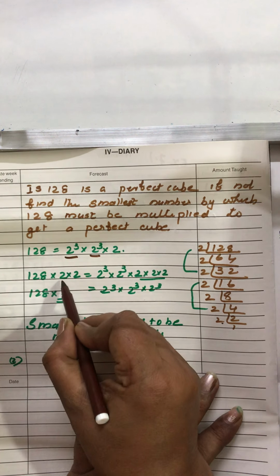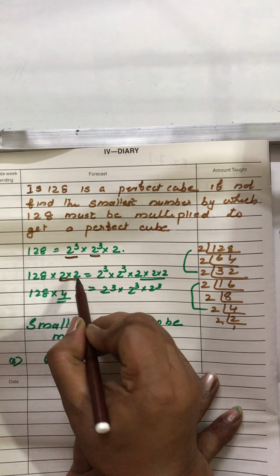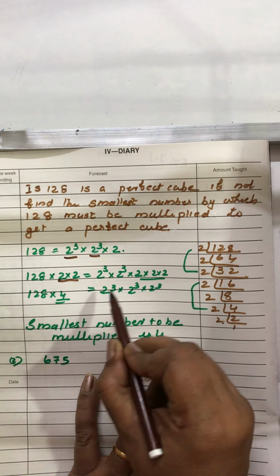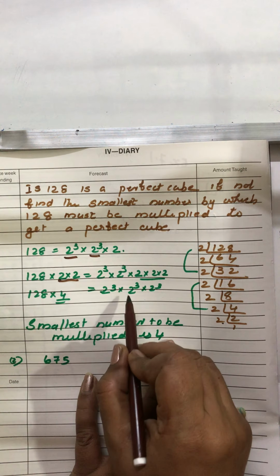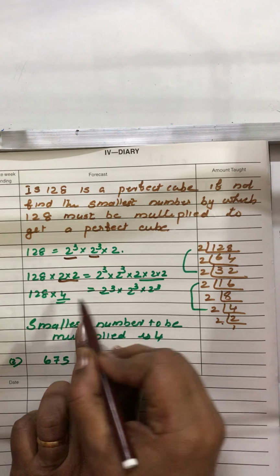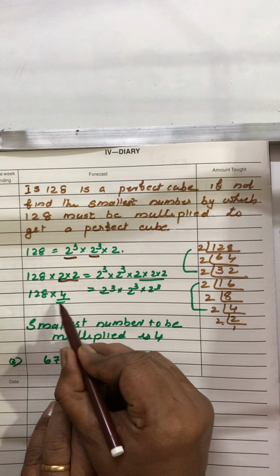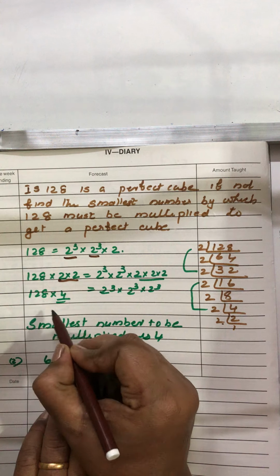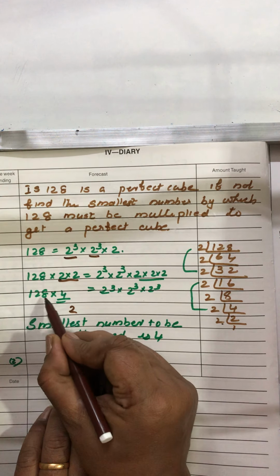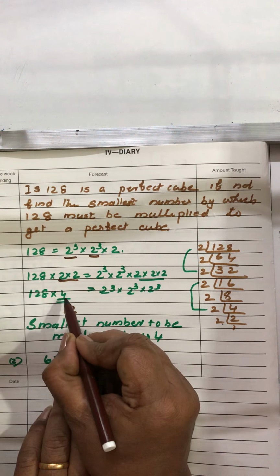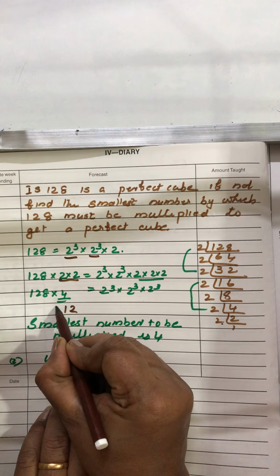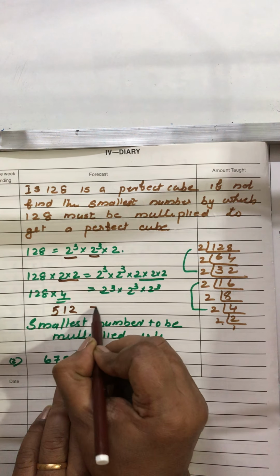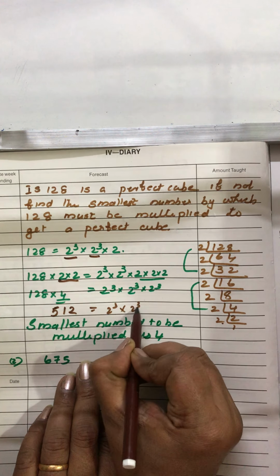That is why I am multiplying 128 by 2 into 2. So then 2 cube into 2 cube into 2 into 2 into 2. So 128 into 4 becomes 2 cube into 2 cube into 2 cube. If we multiply 128 by 4, it will become a perfect cube number. What is the perfect cube number? 4 8s are 32, 4 2s are 8 plus 3 is 11, 4 1s are 4 plus 1 is 5. 512. 512 is the perfect cube number, equal to 2 cube into 2 cube into 2 cube.